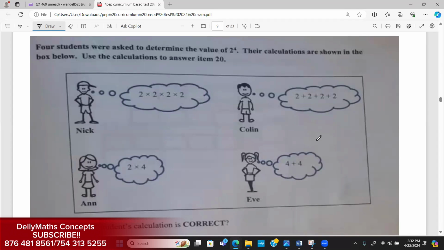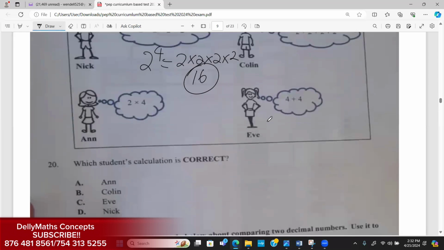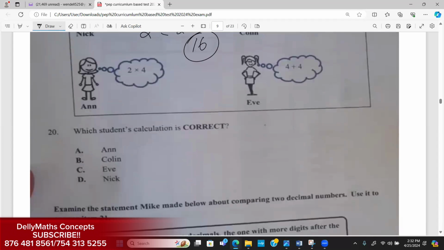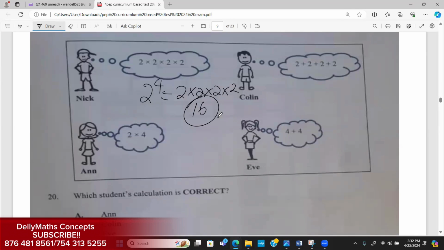4 students were asked to determine the value of 2 to the 4th. Come on, 2 to the 4th. What does raising something to the power mean? It means the thing gets selfish. So it multiplies by itself. It doesn't care about anything else. So we're looking at 16. So 2 to the 4th. So let us see who is correct here. Nick is the correct person. Nick has it because everybody else was doing something else. So here it is that Nick has it correctly. Nick showed that it multiplied by itself 4 times.